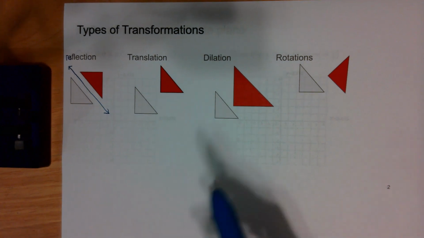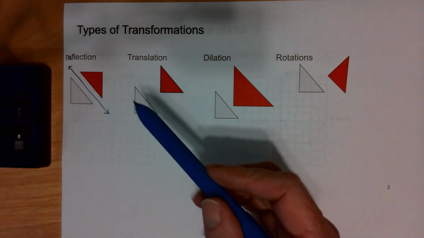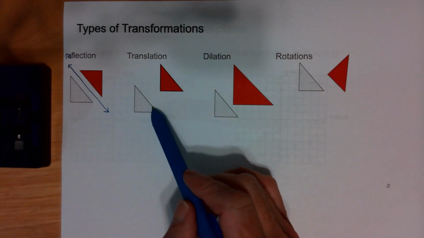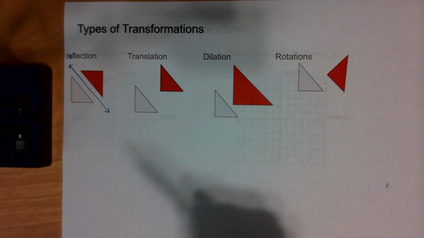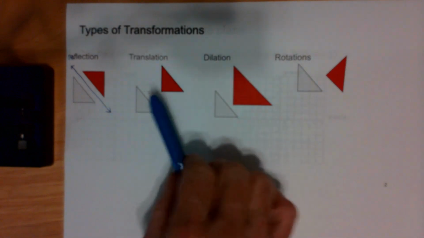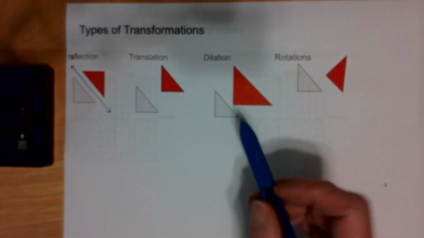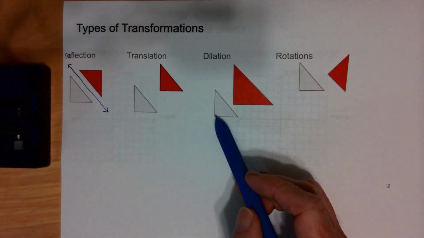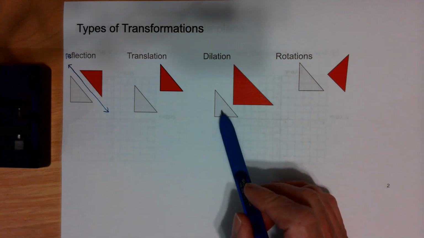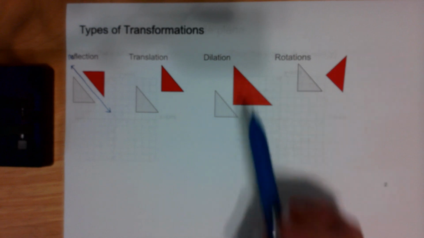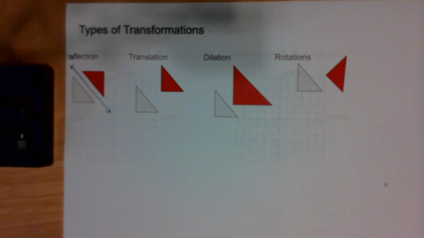The second one is a translation, which sometimes is called a slide, and you literally cut out the original and you just slide it. You don't rotate it, you don't make it bigger, you just slide it up, down, right, left, diagonal. A dilation, if you think of getting your eyes dilated at a doctor's, where they make the pupils larger, a dilation can make something larger, or it can make something smaller. So this is dilated to the red, it's enlarged.